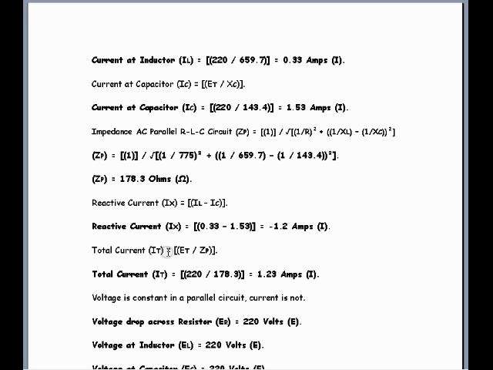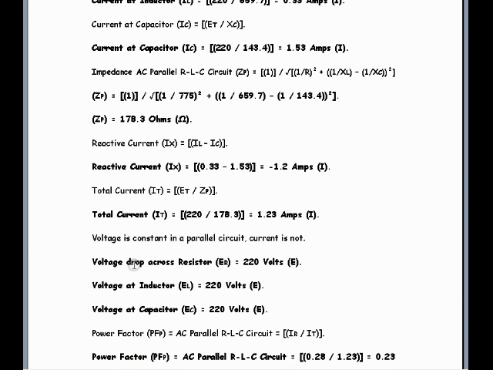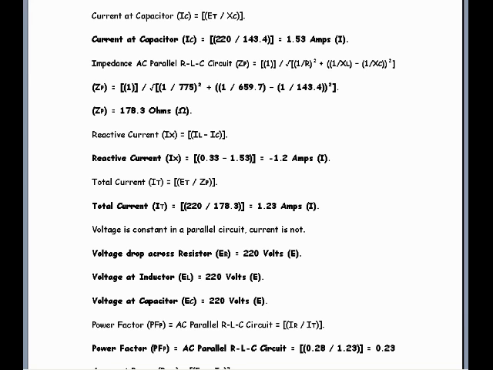So next we have to calculate the total current, the total RMS voltage divided into the circuit's impedance. When we divide those out, we get 1.23 amps applicable to the AC parallel RLC circuit. And we already mentioned that voltage is constant in a parallel circuit, current is not. So therefore, the voltage drop across the resistor, inductor, and capacitor are all going to be equal to the total voltage in the circuit, 220 volts RMS AC voltage.